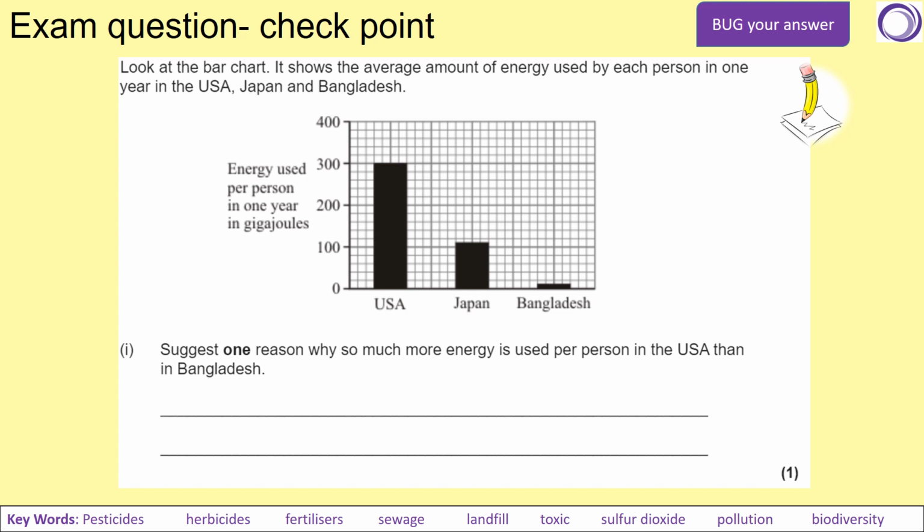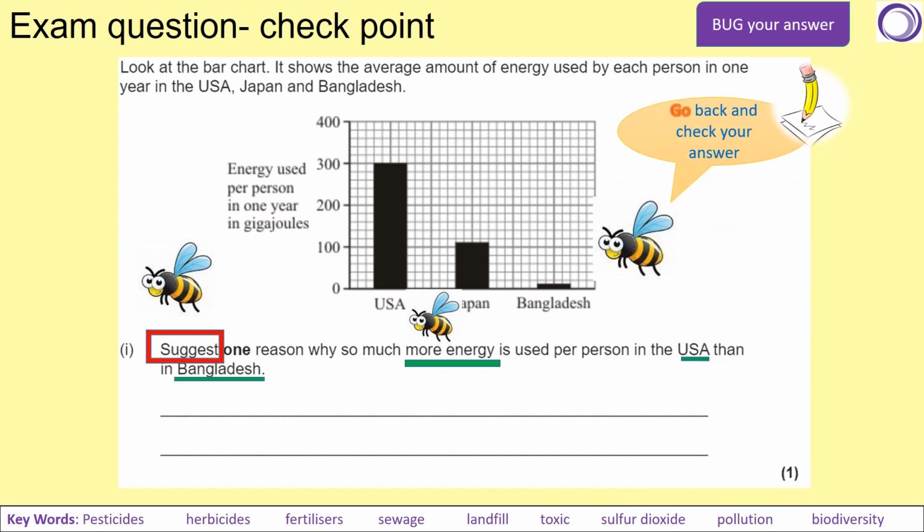I'm going to show you how to bug your answer. You may know this exam technique already, but it's quite a useful one for any exam question. The B stands for box. So in this case we're going to box our command word, which is suggest. The U stands for underline. Underline any key parts of this question. The G stands for go back and check your answer once you've written it. This exam question is worth 1 mark, so I'm going to give you 1 minute starting from now.